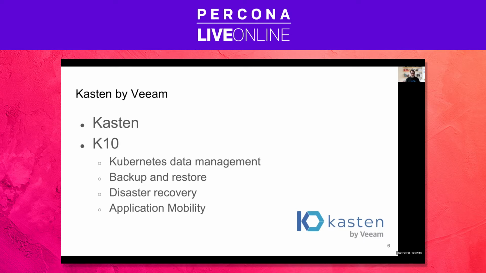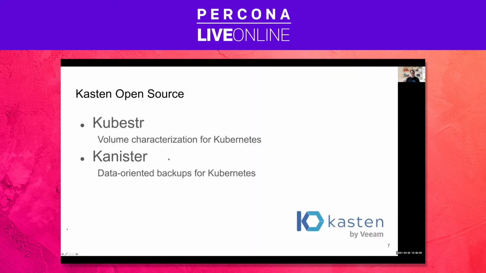Along with our commercial product, we have several open source products, Kubestr and Kanister. Kubestr is a volume characterization tool for Kubernetes. It's an excellent tool for allowing you to understand the performance characteristics of the volumes and volume classes supplied by your Kubernetes installation. Kanister is a data-oriented backup tool that also integrates with K10, but can be used independently. It is the subject, of course, of the presentation today.